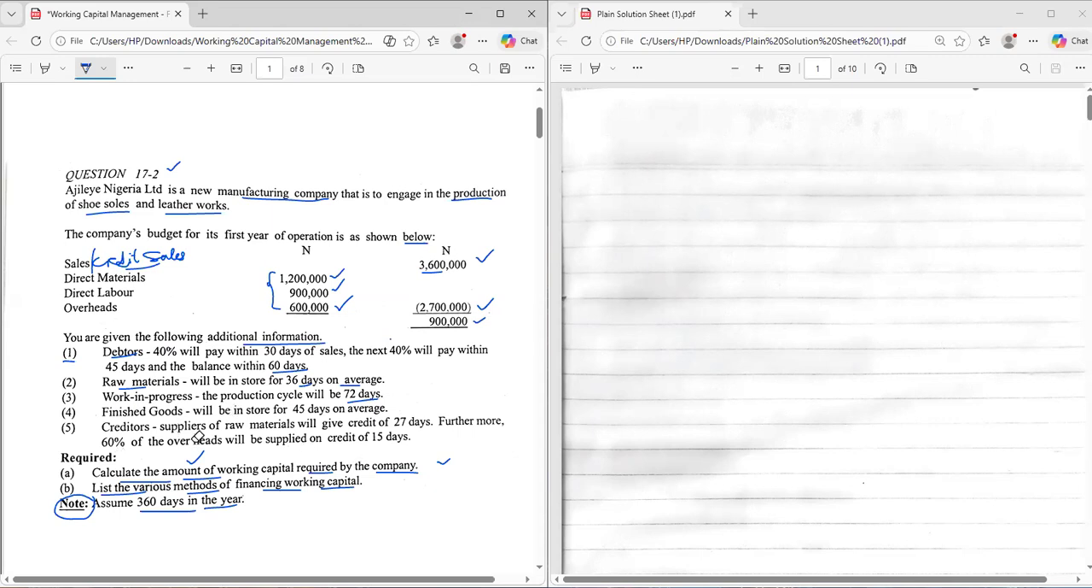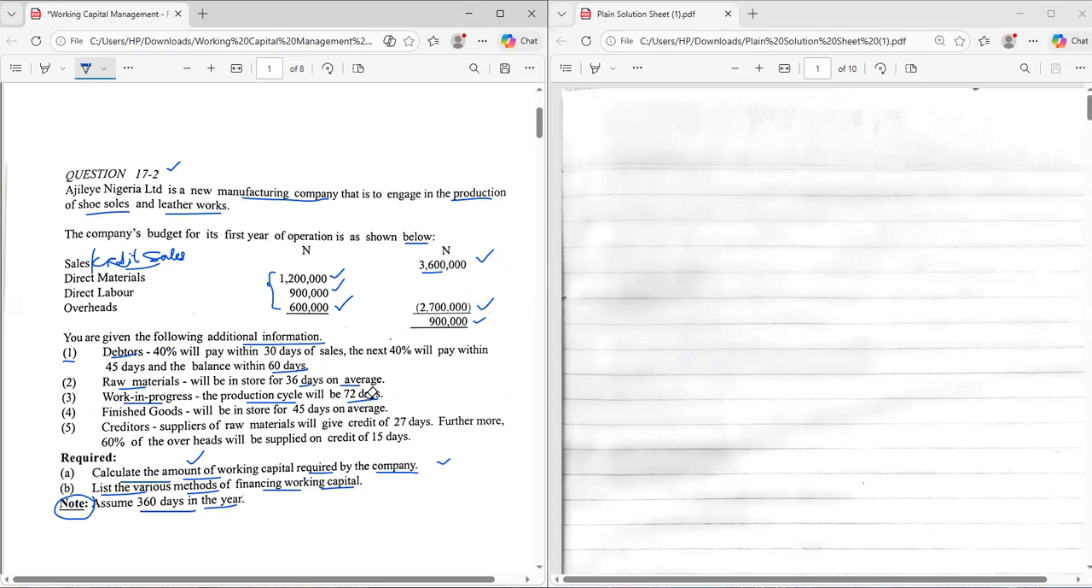All right, so let's go ahead. It said work in progress. The production cycle will be 72 days. Work in progress is the same thing as production cycle. So when they say work in progress, production cycle, that is to say the work in progress will be 72 days. Now, what it means is that goods that we have started working on spend 72 days in work in progress before they come into finished goods.